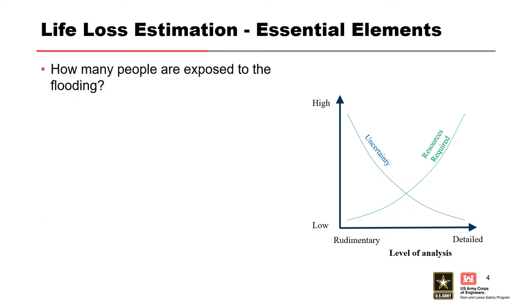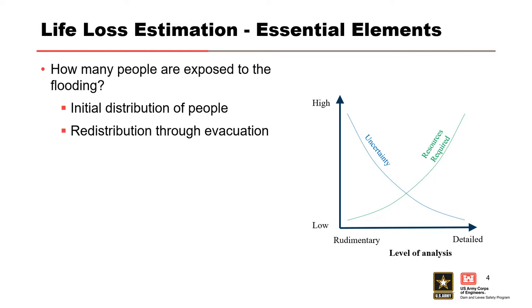So the first one is how many people are exposed to the flooding, and the way we think about that is by starting with the initial distribution of people that would be in harm's way from a flood event, and then talk about the evacuation and how those people redistribute either horizontally or vertically. But that's the first piece. And then how severe is the flooding? So depths, velocities, right? That's kind of the traditional breach modeling, hydraulic modeling component.